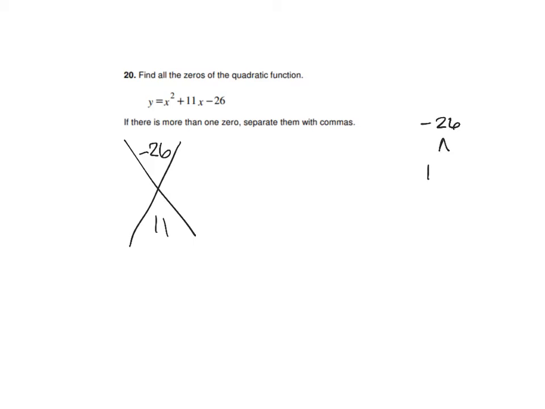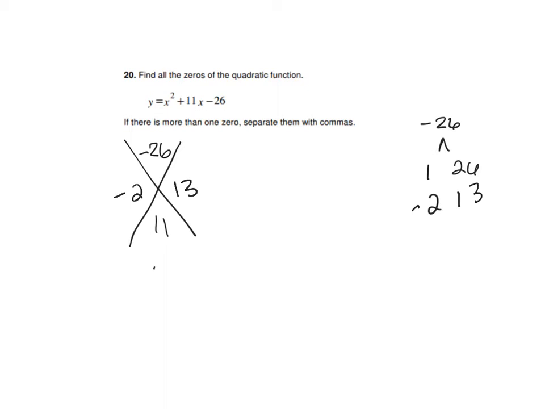I've got 1 and 26. Those do not add to 11. I've got 2 and 13. Now, if I take 13 and I subtract 2 from that, I get 11. And if I multiply negative 2 times 13, I get negative 26. So my factors are negative 2 and 13. Now, this to me was much easier than doing the quadratic formula. But if all else fails, you can always rely back on that quadratic formula.